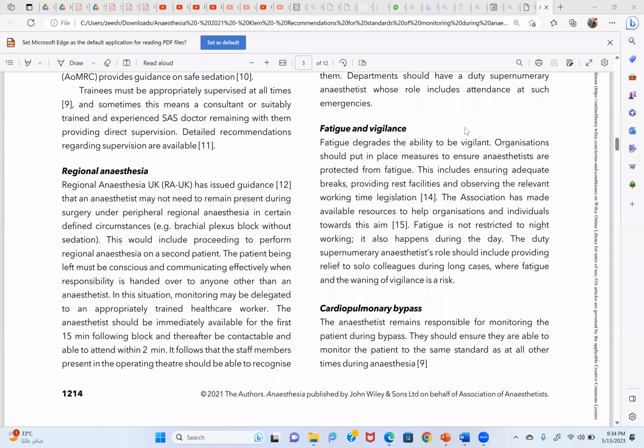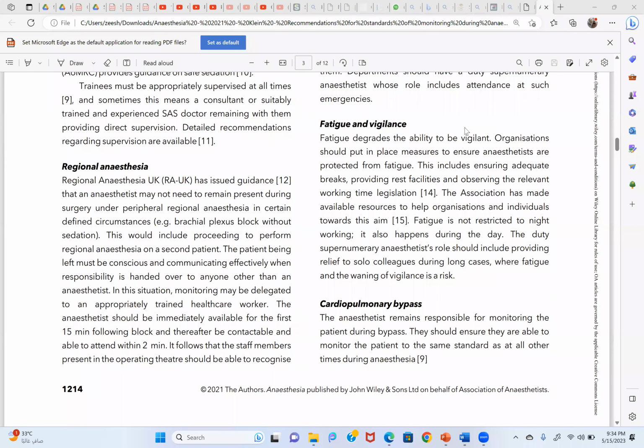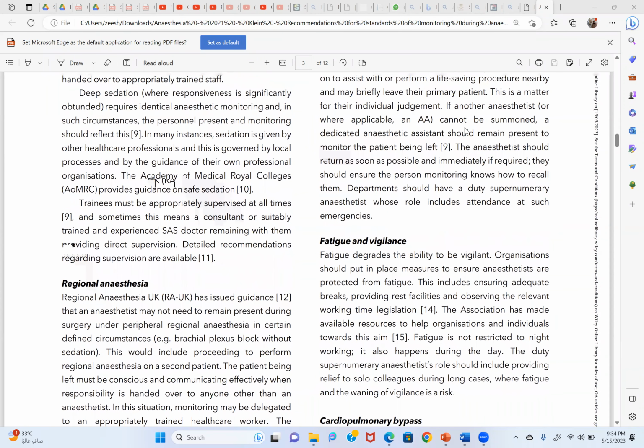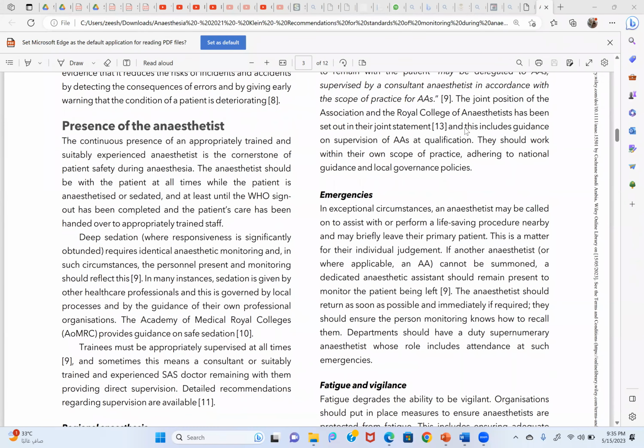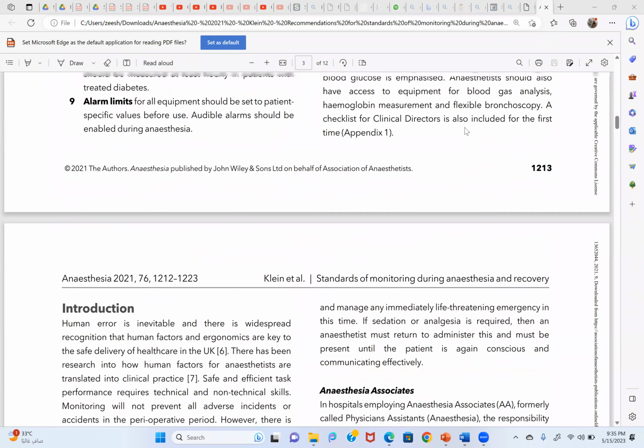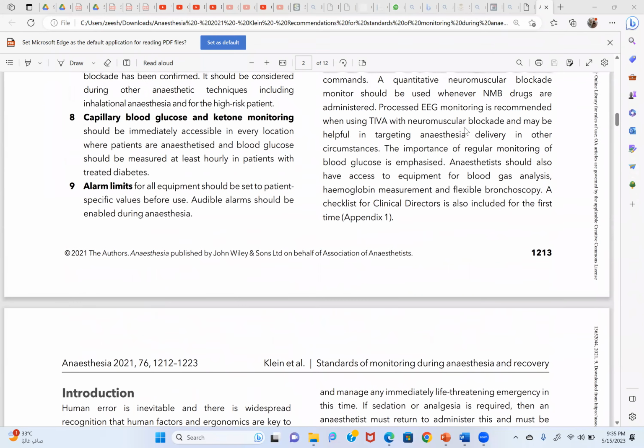Okay, fatigue and vigilance. Of course, if you have an anesthetist after a 30-hour duty, they will have double vision, and of course it will not be safe. Human errors are always there.